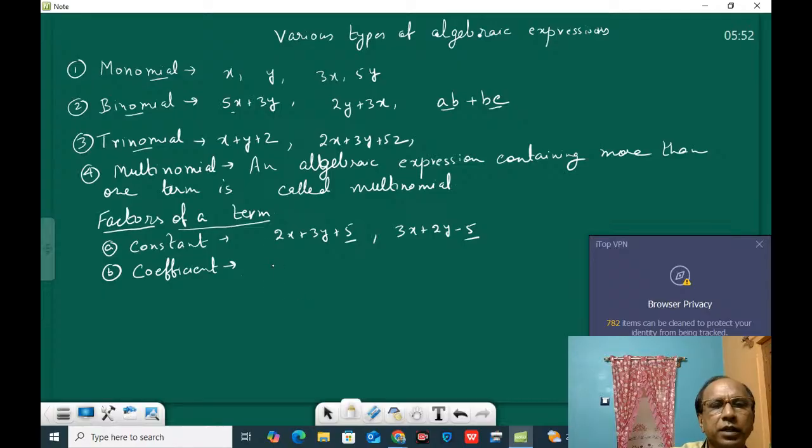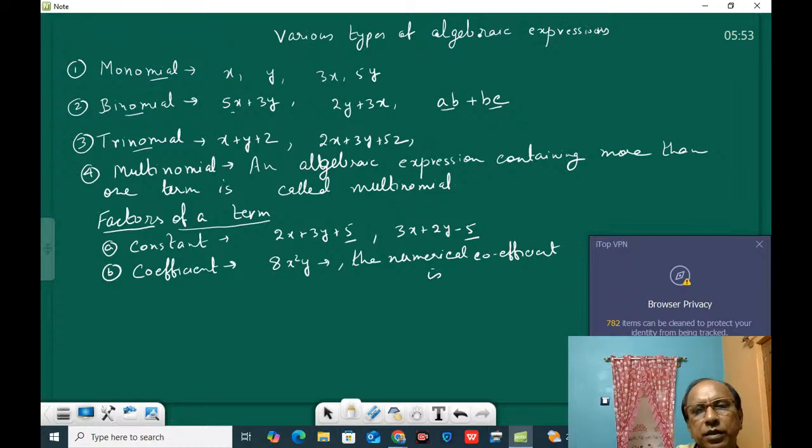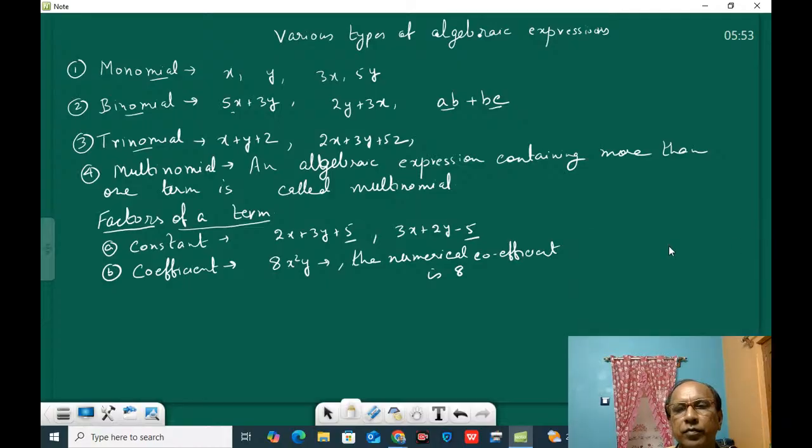Suppose I am writing a value, that is 8x square y. We can say that the numerical coefficient is 8. The number, that is the numerical coefficient, is 8. Right? Here you can write that the numerical coefficient is 8. Besides that, we can write other things also.